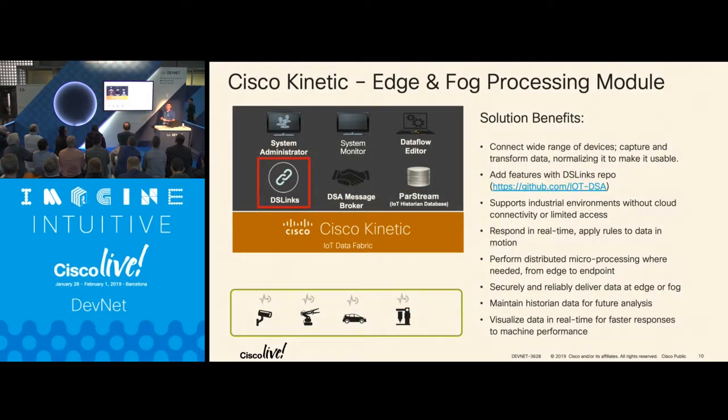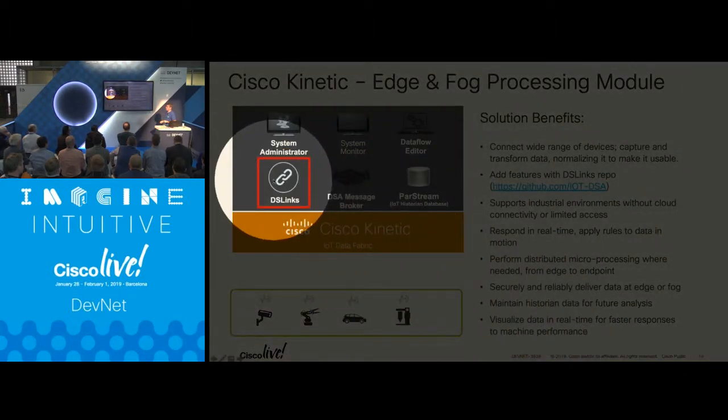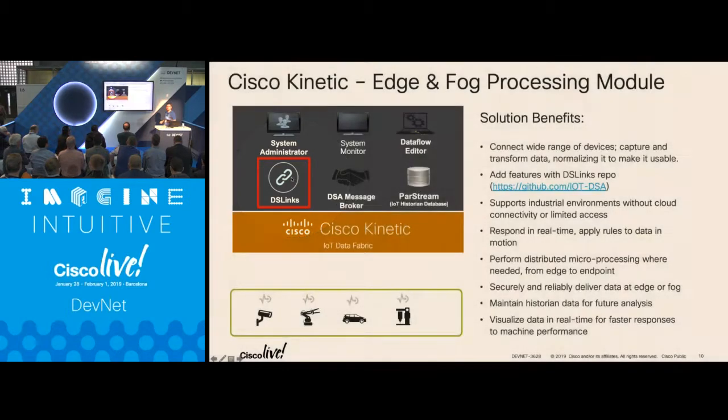Next component is EFM, Edge and Fog Processing Module. That's really the brain that sits at the edge, which connects a variety of devices, as I said before, at the protocol level. What is really important when we talk about protocol level is to know what a DS link is. A DS link is a plugin that you can install inside EFM that is written using an SDK, and this SDK is publicly available. If you go on Cisco DevNet, you can download the SDK and write your own DS link. This DS link will enhance the functionality of Kinetic EFM.